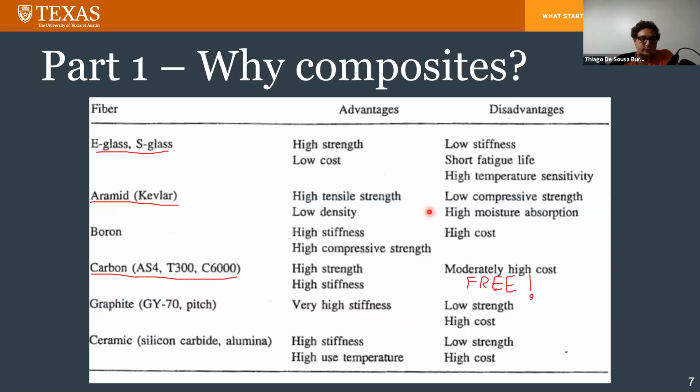So within the composites themselves, the three that we tend to focus on the most are E-glass and S-glass, which are two different types of fiberglass. Then you have aramid, which is Kevlar, or Twaron, which is another brand. And then you have carbon fiber. So these three are usually the ones that we end up using and most of the industry uses as well.